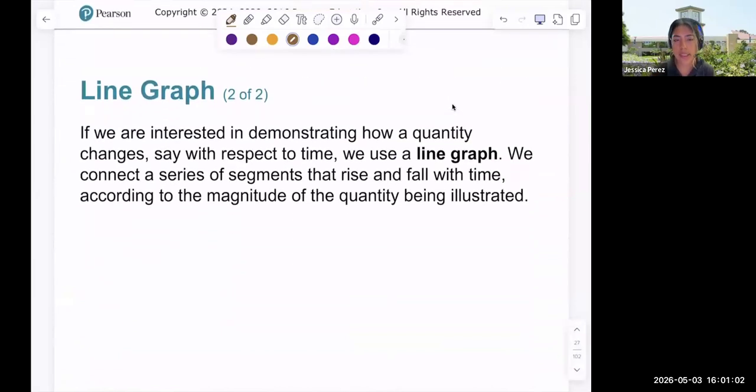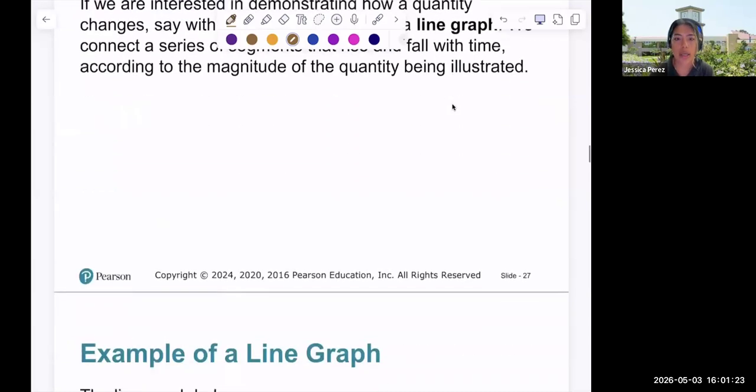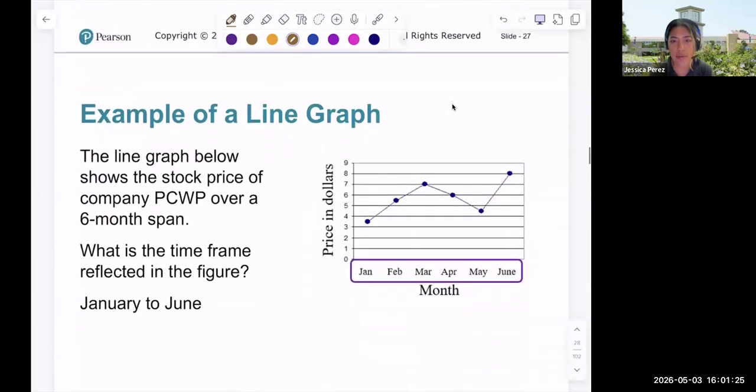We also discussed a line graph. If we are interested in demonstrating how quality changes, we want to use a line graph. What the line graph does is categorize different types of changes. We connect a series of segments that rise and fall with time. There's also a time series graph that goes with a line graph, which is exactly what we see here.